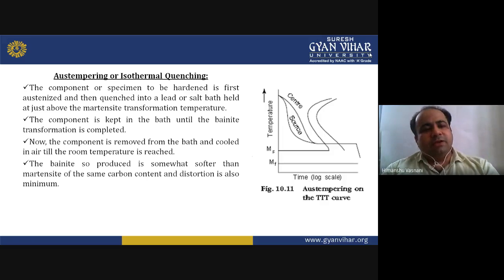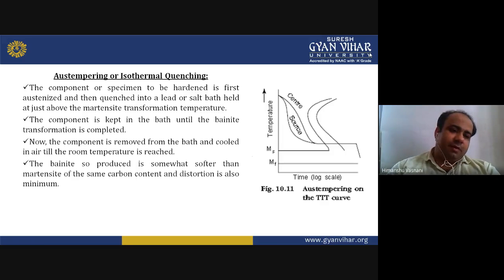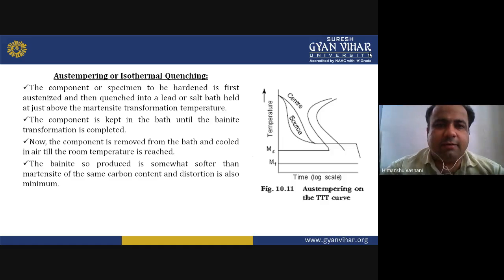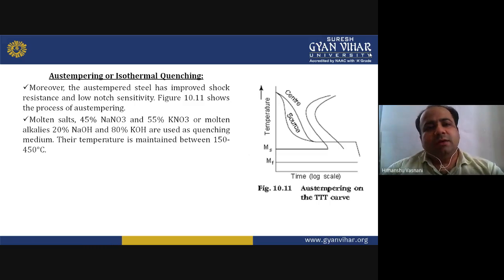The bainite so produced is somewhat softer than martensite of the same carbon content, and distortion is also minimal. In this way you get a better workpiece, with a bainite structure that is somewhat softer than martensite having the same carbon content, and the distortion inside is very minimal. Now, the austempered steel has improved shock resistance, and low notch sensitivity is also there.